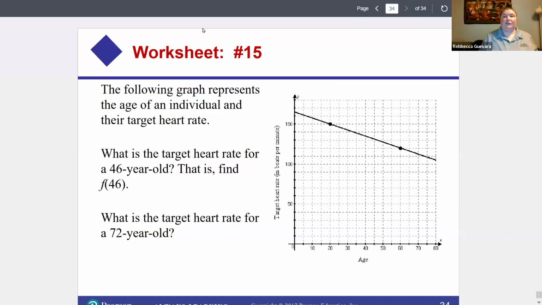And our last one, 15, technically it's a standalone problem, but we'll just put it in here right on the end. The following graph represents the ages of an individual and their target heart rate. So we see that this is a function. We want to know what is the target heart rate for the 46-year-old. That is, we want to find f of 46.